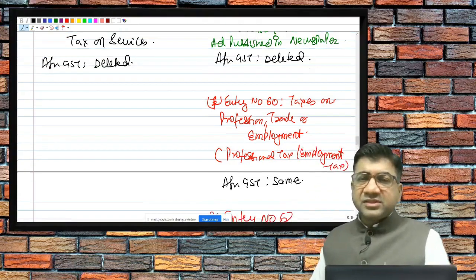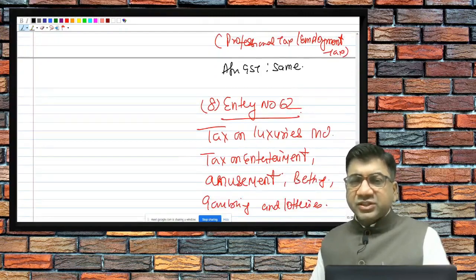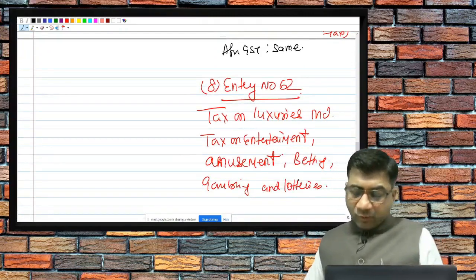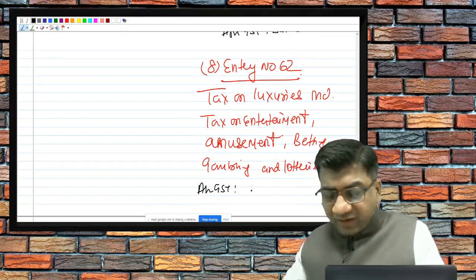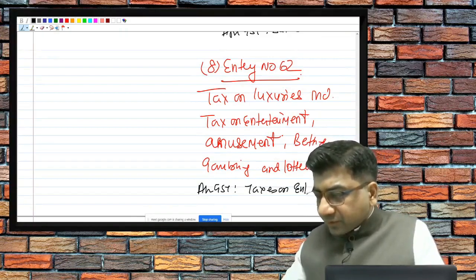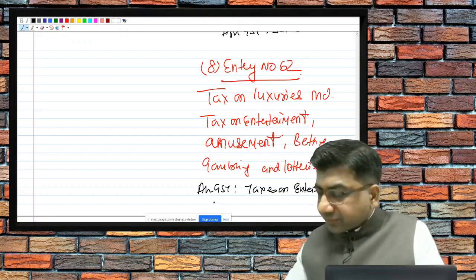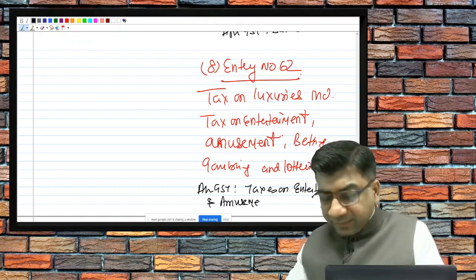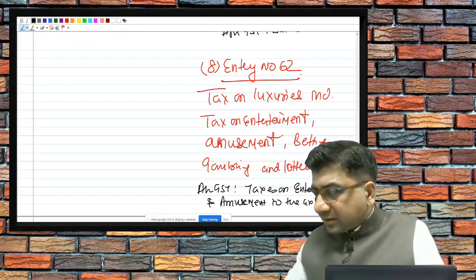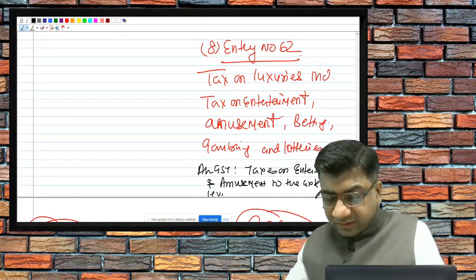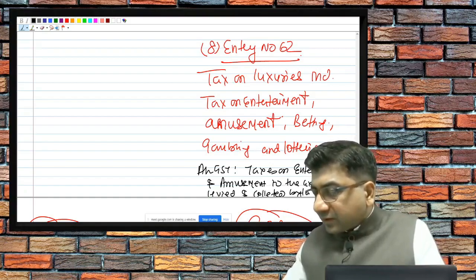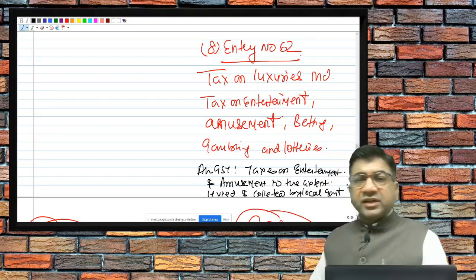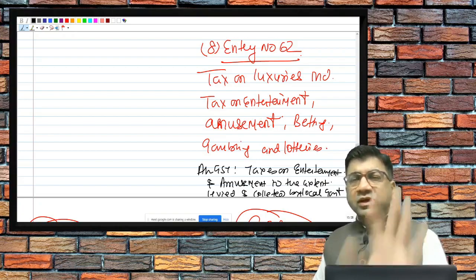After GST, entry number 63 is there. Entry number 62. Yes, my dear friends, entry number 62 is modified as below. After GST, it is modified as taxes on entertainment and amusement to the extent levied and collected by local authorities. Now the state government is not levying any taxes on entertainment, amusement. Only entertainment and amusement taxes under the old law are levied by the local government.